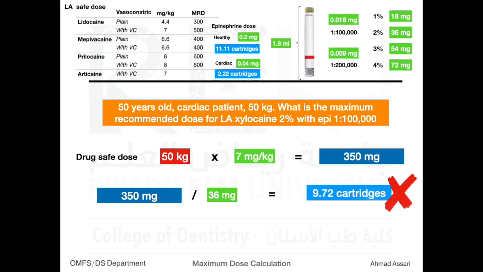Wrong! Again, that is wrong for one reason. Remember, we cannot exceed 2 cartridges for cardiac patients.